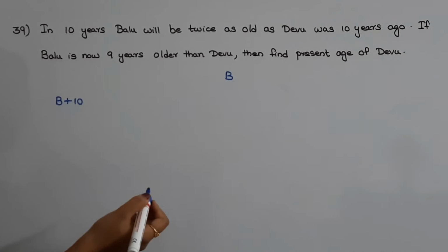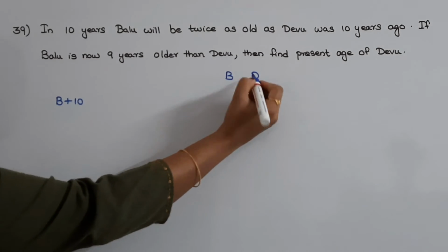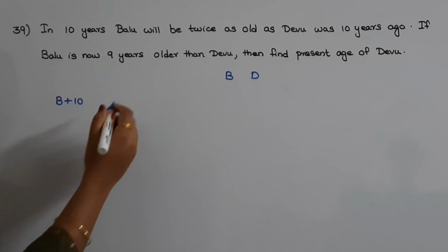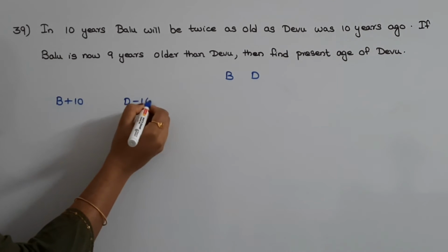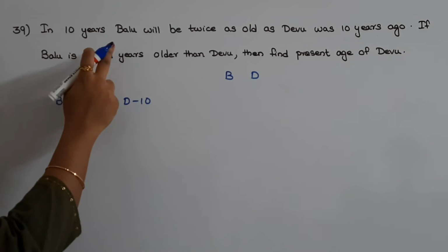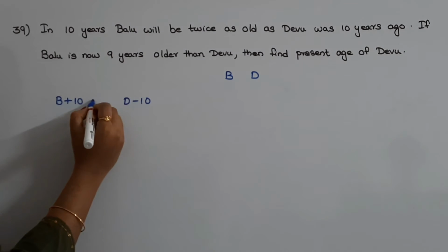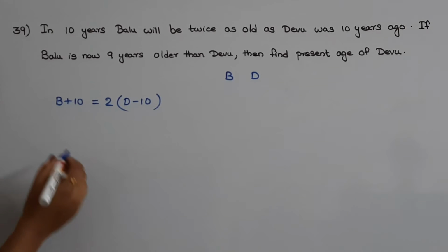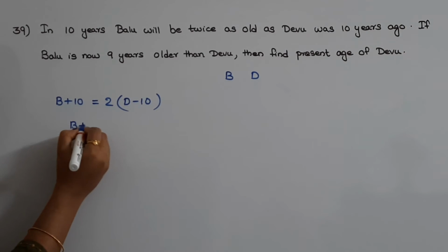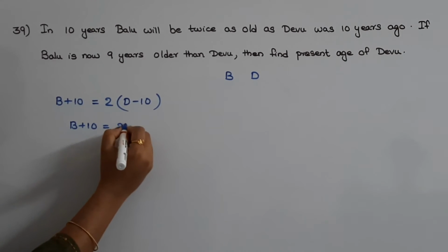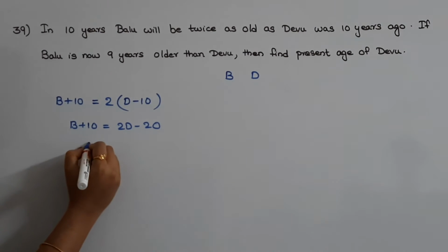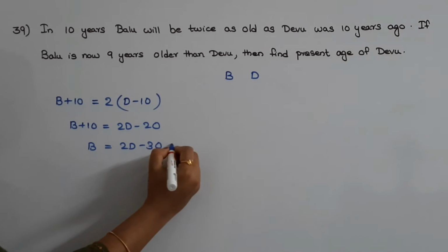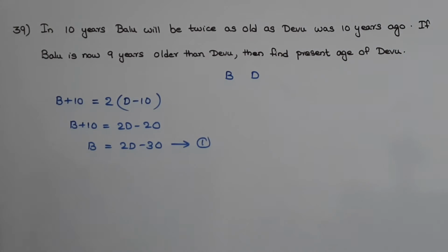Okay. So let us assume Devu's age at present as D. If at present Devu's age is D, then 10 years ago her age would be D minus 10. And they are telling that Balu's age in 10 years will be twice as old as Devu 10 years ago. On solving this, we will get B plus 10 is equal to 2D minus 20, or we can write it as B is equal to 2D minus 30. So let us consider this as the first equation.